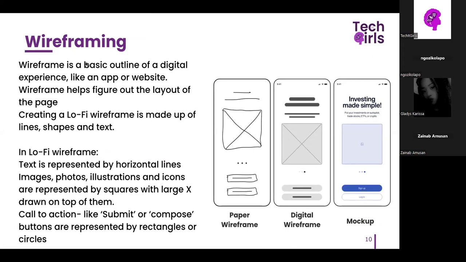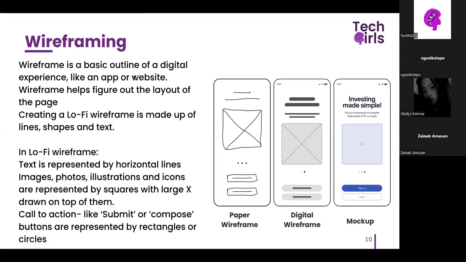So a wireframe is a basic outline of a digital experience, like an app or a website. So it helps you figure out the layout of the page. It's like you're trying to arrange this product I'm trying to build now. This is where I want the home button to be. This is where I want the pictures to be. You're trying to outline it. Wireframe, as the name implies, wire. You're trying to put the wires in place. So you're trying to outline your product, what you are building.